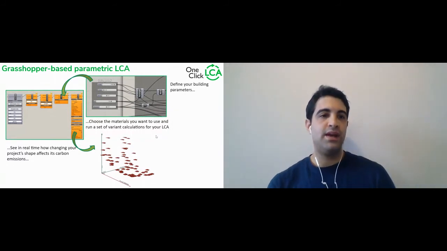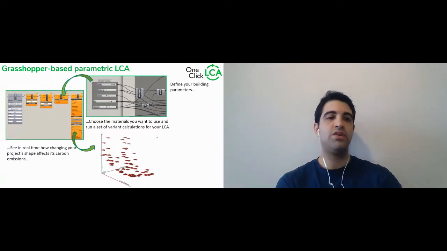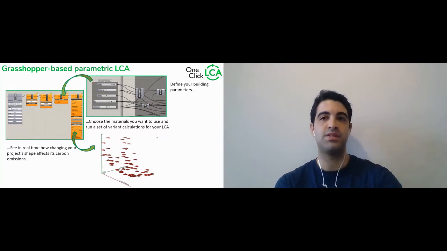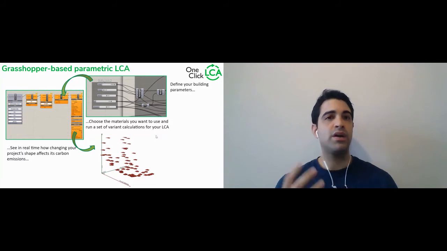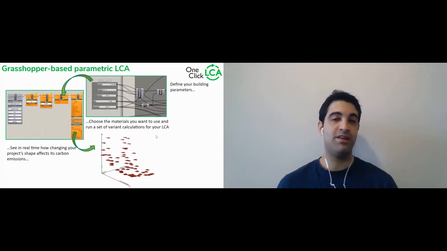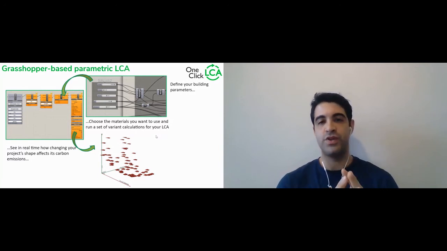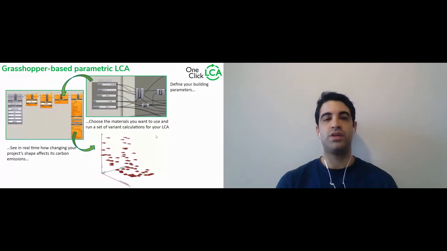Grasshopper-based parametric LCA, you can see in real time how it changes your project's shape, affect its carbon emissions. You can also choose the materials you want to use and run a set of calculations for your LCA, as can be seen in the images here. And you can, of course, define your building parameters. I'm not going to cover here how to do this step by step because we simply don't have the time. But it's just for you to get an idea of what you can do with one-click LCA and Grasshopper.